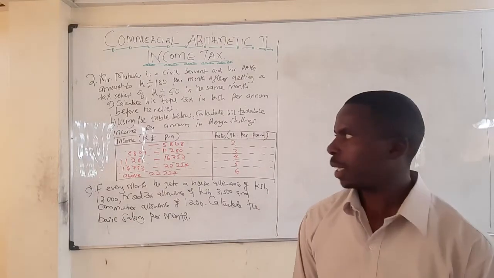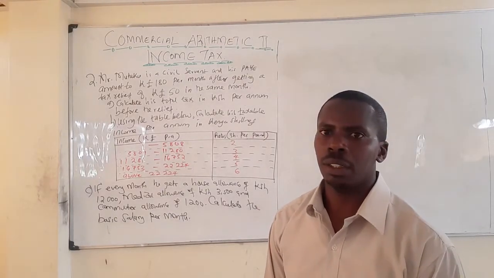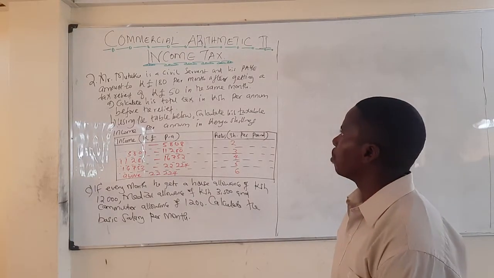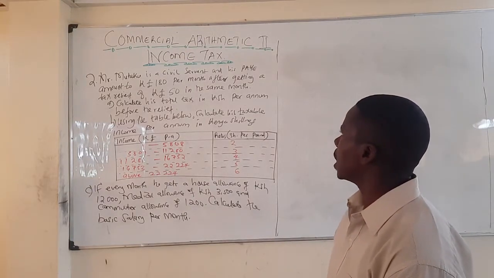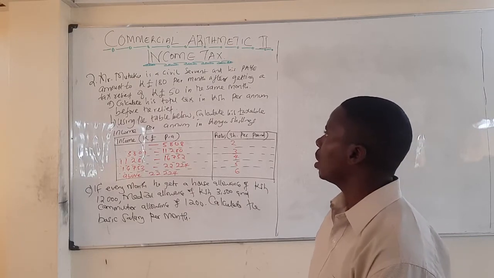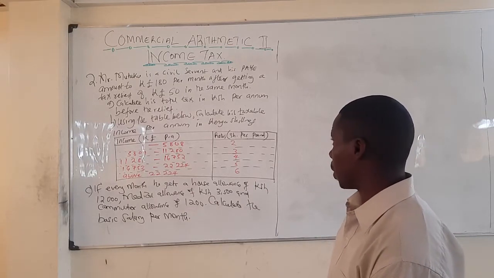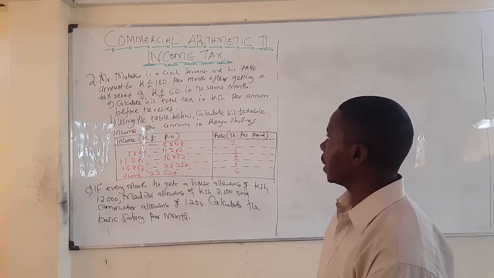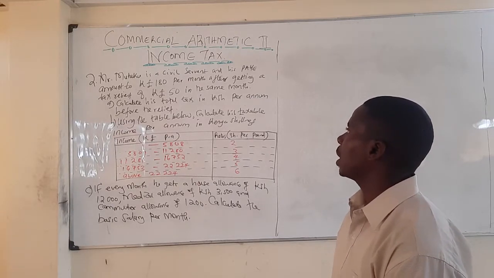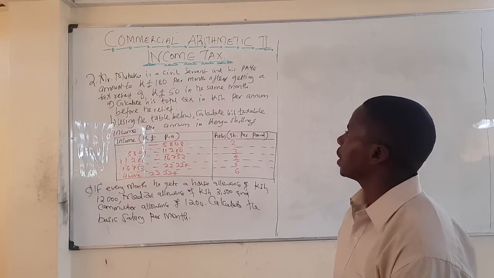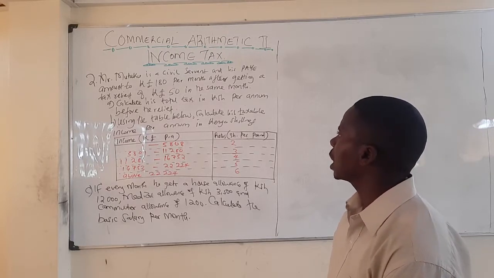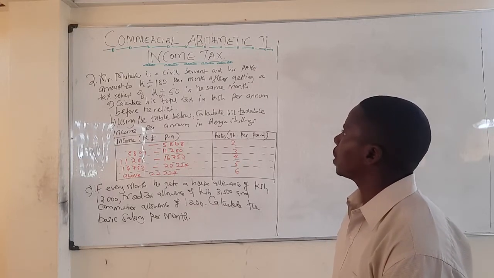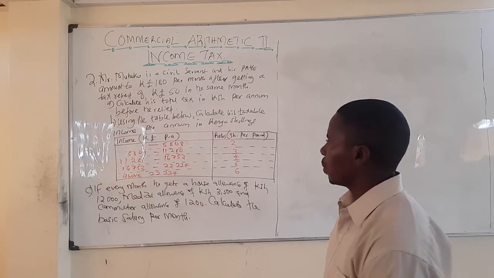We should mark the end of this subtopic. And the question reads that Mr. Mutuku is a civil servant, and his PAYE amounts to Kenya pounds 108 per month after getting a tax relief of Kenya pounds 50 in the same month. So you have to calculate his total tax in Kenya shillings per annum before the relief.